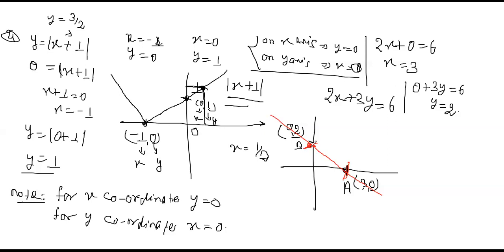Okay. Now, tell me one more example: 3x plus 4y equal to 12. Can you tell me the point on the x-axis and the point on the y-axis? Tell me.